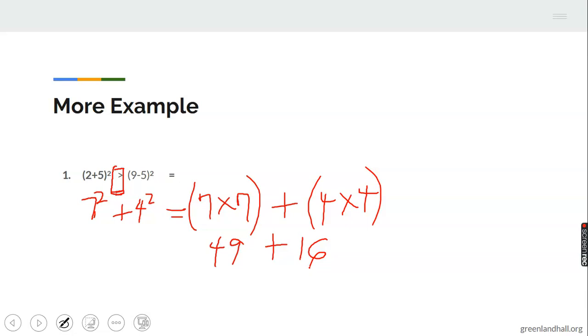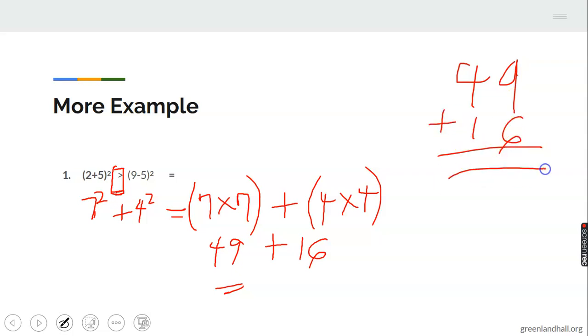Okay, so what do we have now? We have 49 plus 16. Let's calculate to get our final answer. 49 plus 16. Tell me. 9 minus 6 is what? 9 plus 6, I mean. 9 plus 6 is 15.